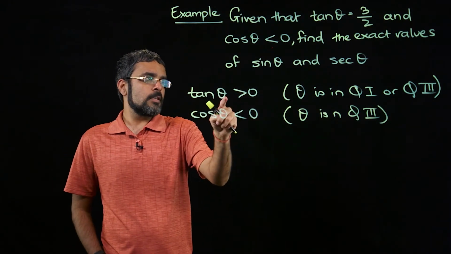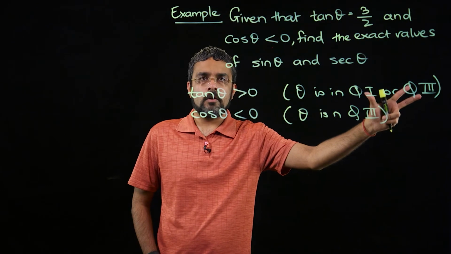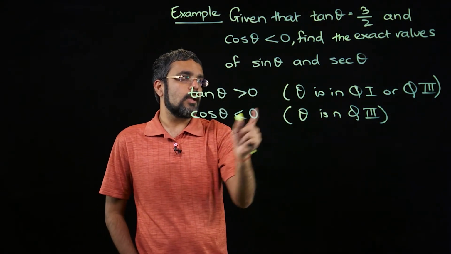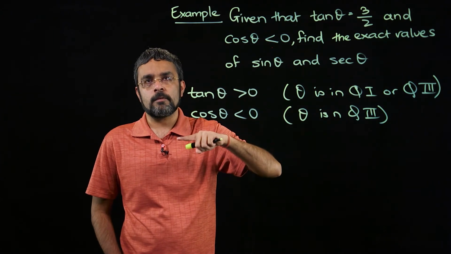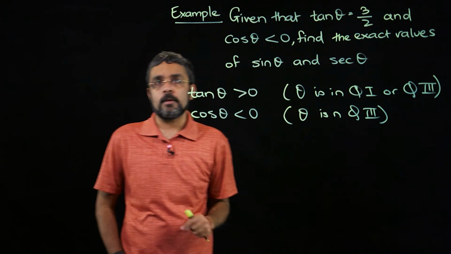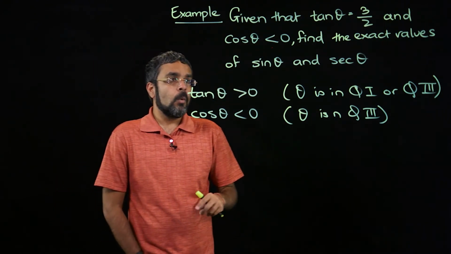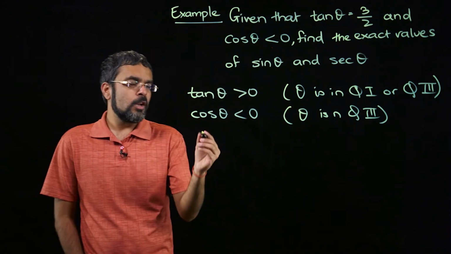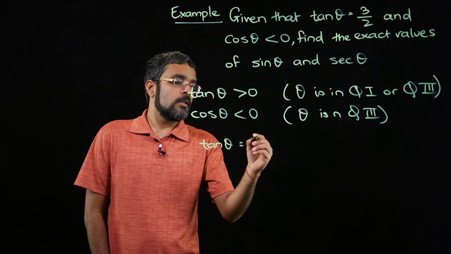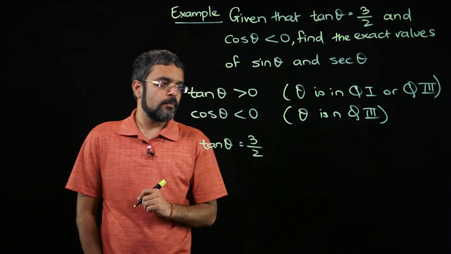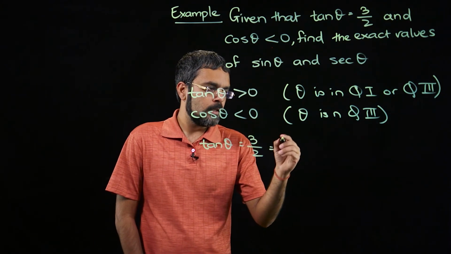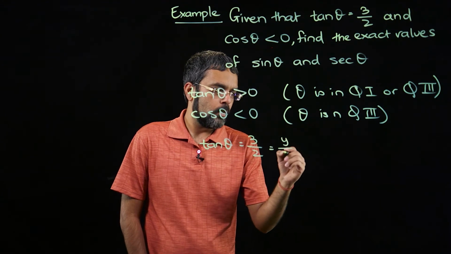Again, tan is positive, so 2 possible quadrants, that's 1 and 3. And since cosine is less than 0, if it was in quadrant 1, we know all functions are positive in quadrant 1. So then cosine would have been positive. Since it's not in quadrant 1, it would have to be in quadrant 3. Okay? Well, now how do we figure this out? So we know that tan theta is 3 over 2, which for us we know is y over x.